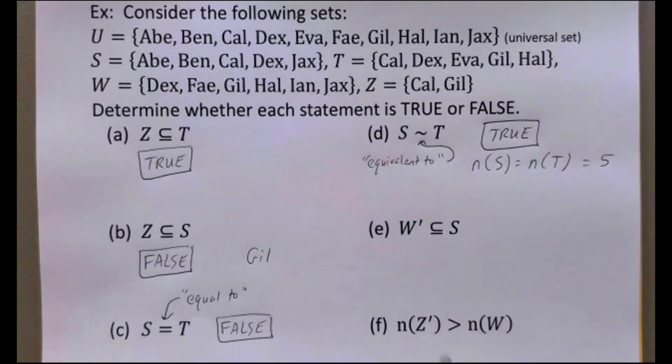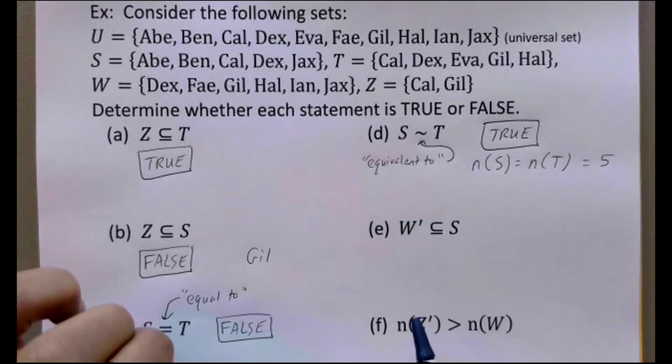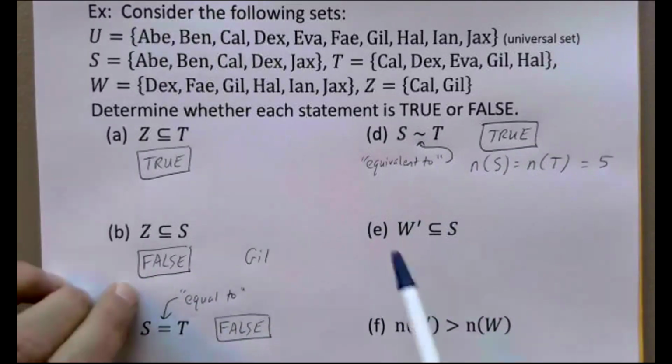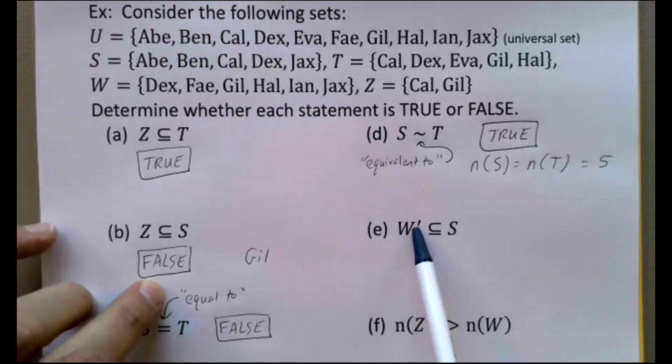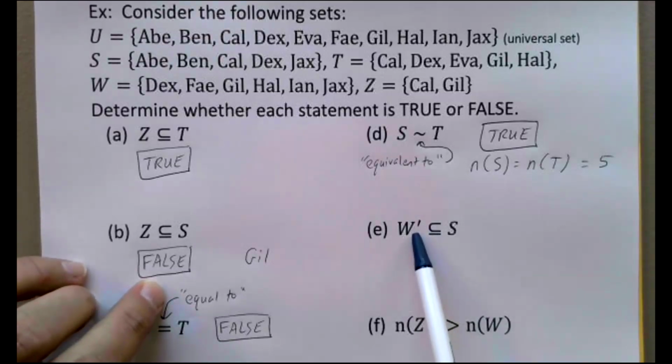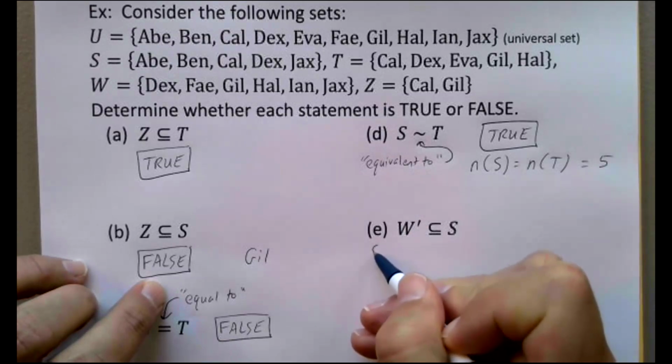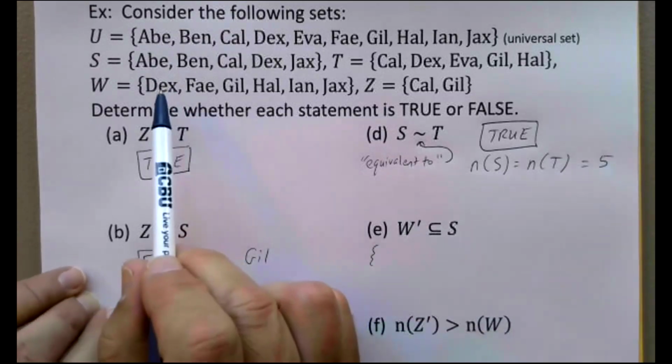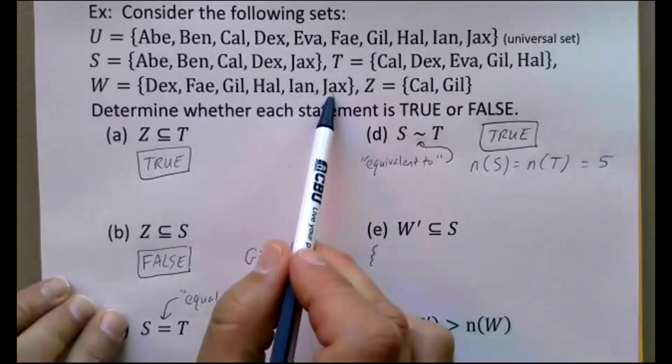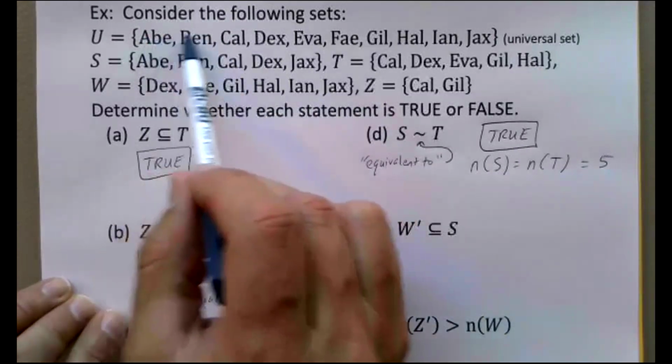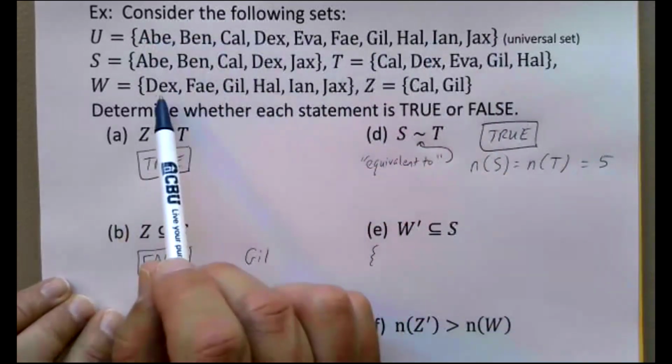For the next part, part E, I think it's talking about W complement. I think we should figure out what is W complement before we start trying to figure out if it's a subset of S. Let's just go see, what does W complement even mean? W complement means everything that's not in W. Remember, when compared to the universal set.